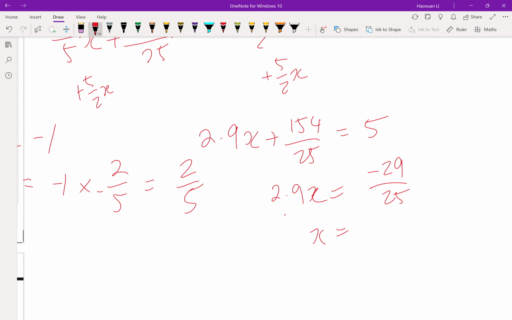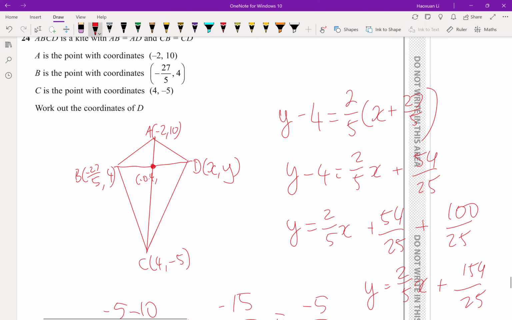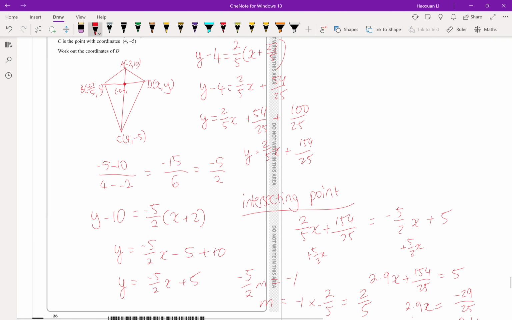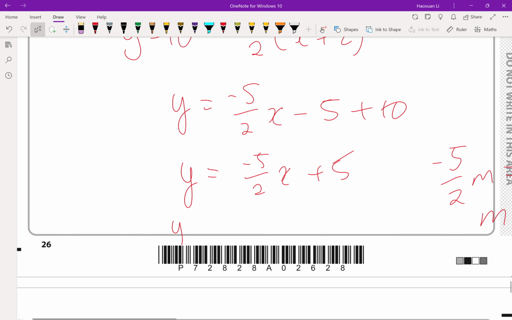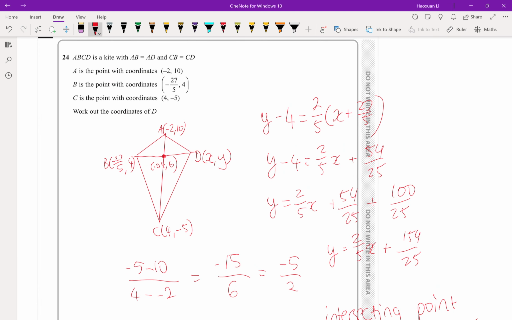So x would be this divided by that. So if you use that divided by 2.9, it will give negative 0.4. So x would be negative 0.4. So y, you just got to substitute it into one of these equations. So y would be negative 0.4. No, sorry. Y would be negative 2.5 times negative 0.4 plus 5. So negative 2.5 times negative 0.4 plus 5 will be 6. So negative 0.4 and 6.